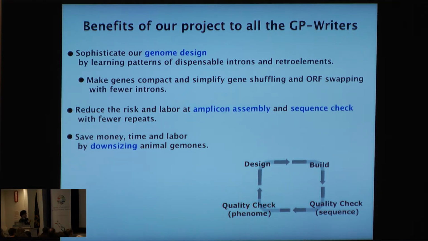By removing the repeats, we can reduce the risk and the labor at amplicon assembly and the sequencing check, which are troublesome for GPRISE readers, right? And also, in the end, for example, if we can remove most of the retroelements, we can downsize the human genome and the animal genomes, which saves money, time, and labor.